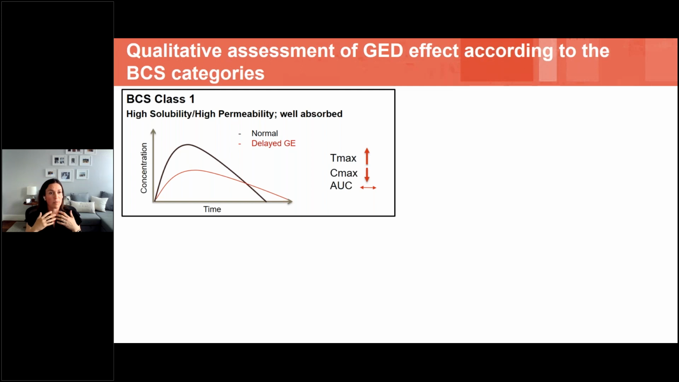So what happens with gastric emptying delays for BCS Class 1 compounds? These compounds, as I just mentioned, have high solubility, high permeability, and are well absorbed. And because these compounds can get absorbed as soon as they leave the stomach and get into the intestine, the absorption rate for compounds in this category could be limited and affected by changes in gastric emptying time. Therefore, in a qualitative way, you would see that a delay in gastric emptying would affect these compounds, and it would increase the Tmax, it would decrease the Cmax, but usually will not have an effect on AUC.